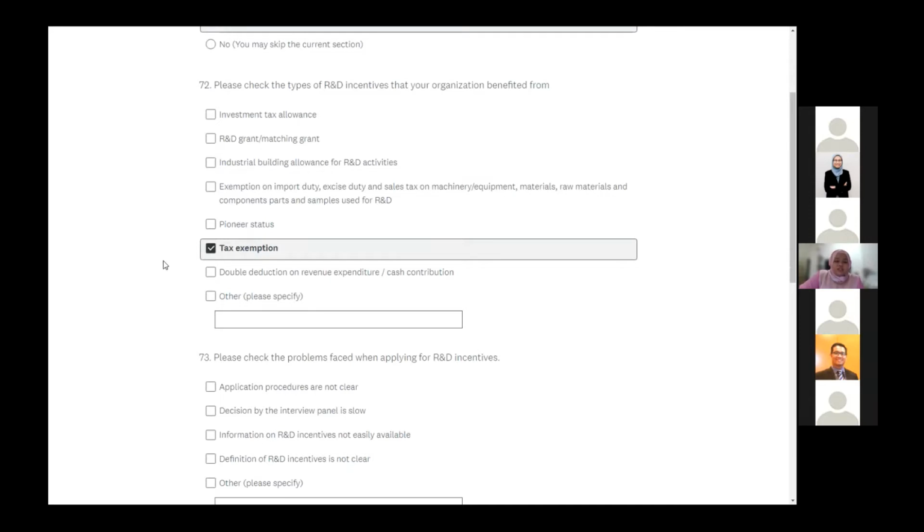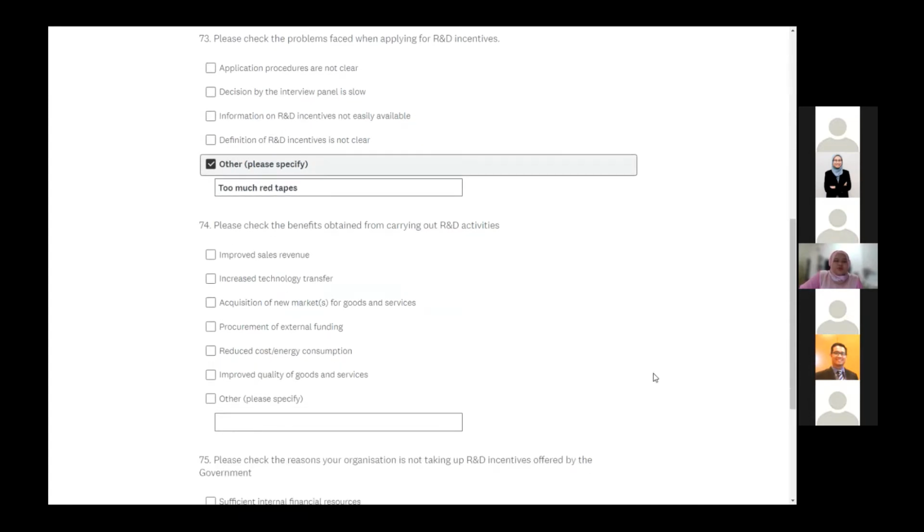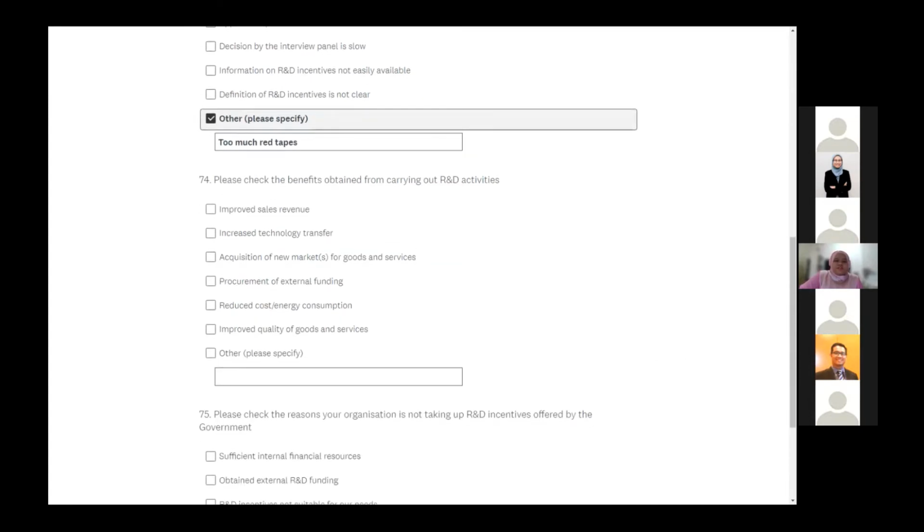And the last one is, please check the problems faced when applying for R&D incentives. So it could be others such as red tape, too much red tape, too many things that you needed to satisfy conditions. So yeah. Question 74, check the benefits obtained from carrying out.